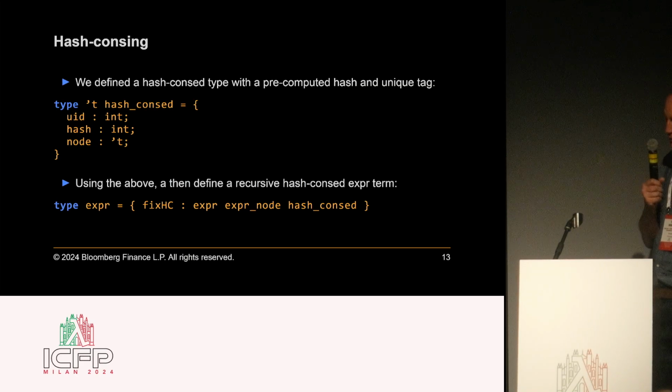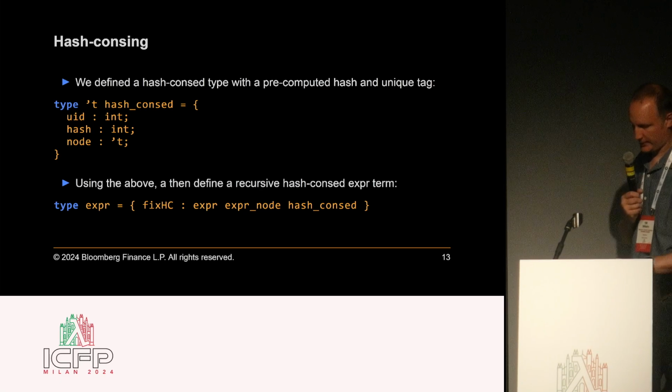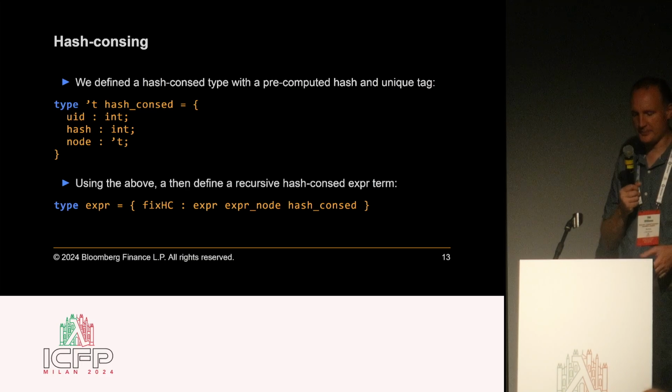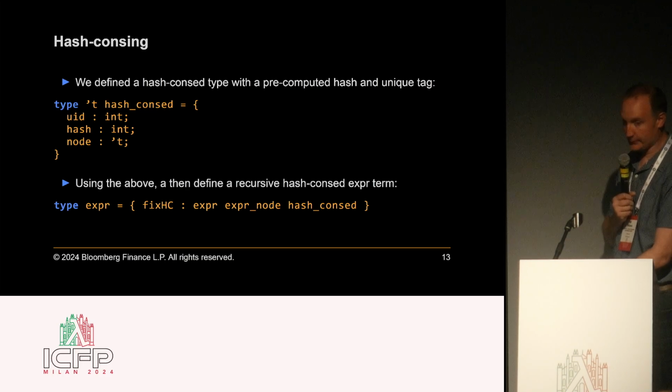Well, we create this hashconst wrapper type here that lets us store a pre-computed hash and a unique tag, which is sometimes useful. And we build a new expra. This time, instead of just being expra node, we're now stacked on hashconst as well. And this is the sort of thing that open recursive types allow you to do.